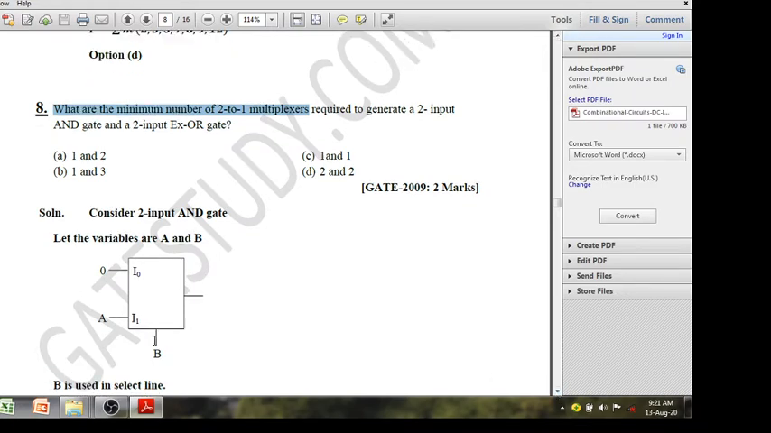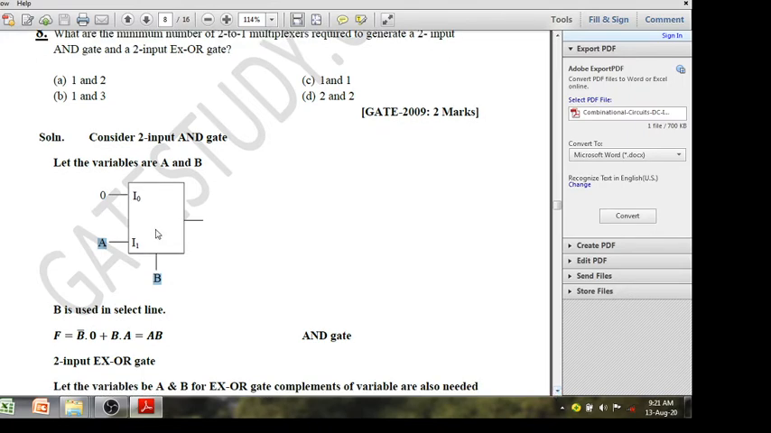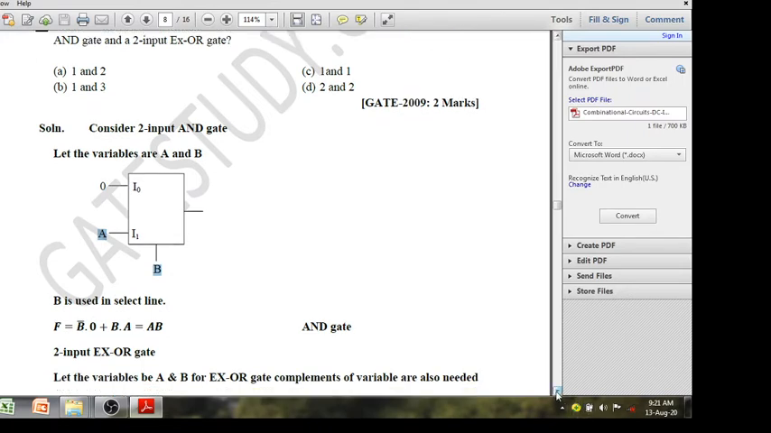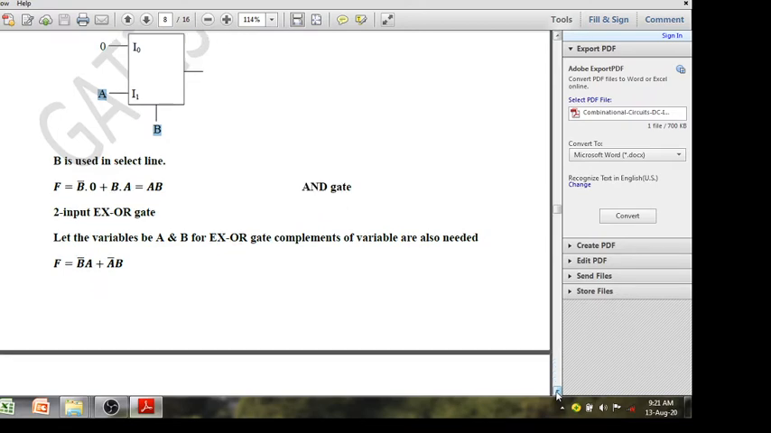So B bar into 0, this value will be 0, plus B into A, because you know the expression of the AND gate, AB. Okay, so one gate for this. Similarly for the XOR gate, you know the expression A B bar plus A bar B.